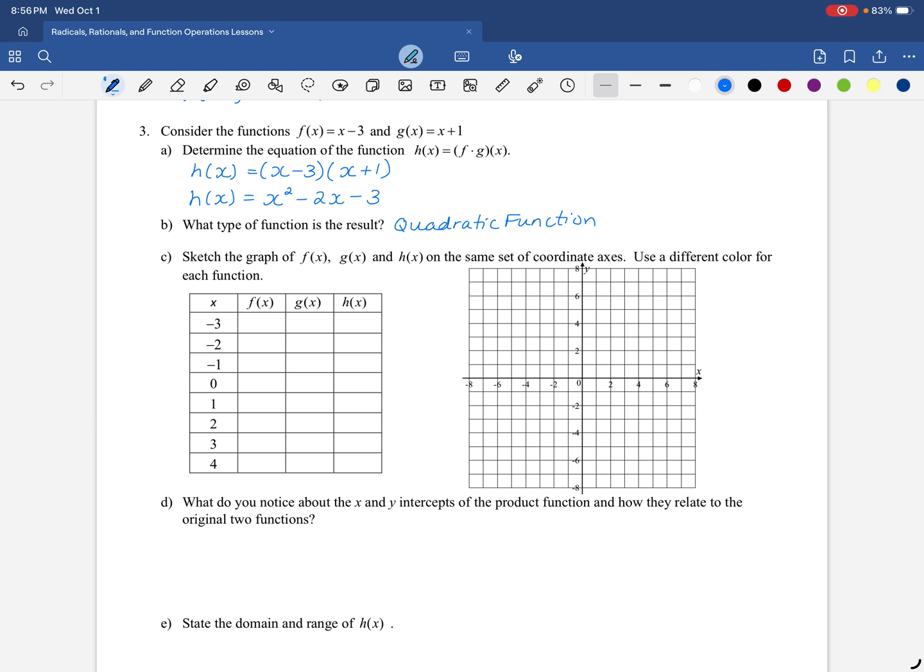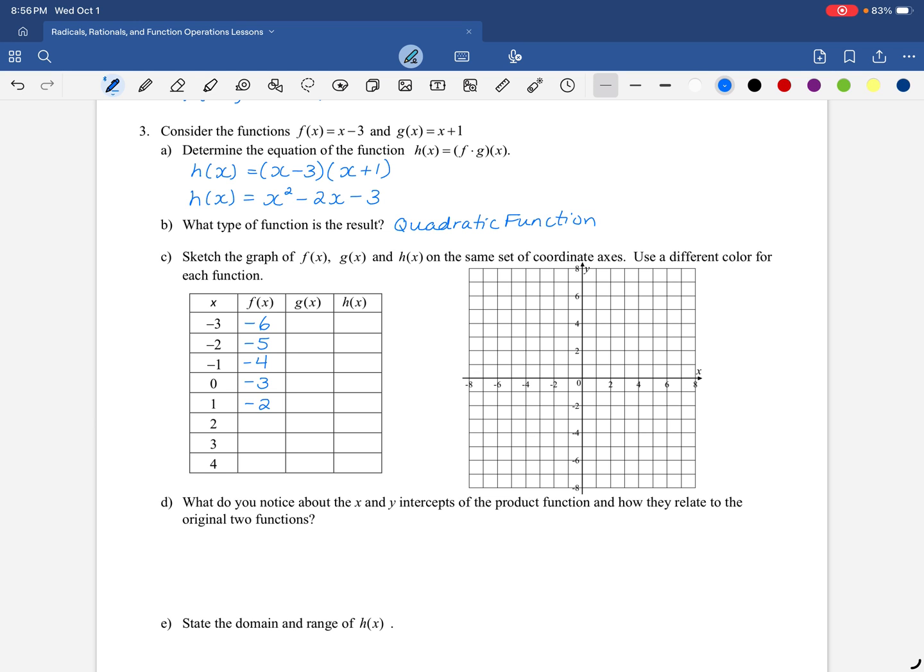So if I did put a negative 3 into the x position of function f, you're going to get negative 3 minus 3, you're going to get negative 6. Okay, if I place the negative 2 into the x position of function f, negative 2 minus 3 is going to be negative 5. If I place the negative 1, I'm going to get a negative 4. If I place a 0, negative 3. If I place the 1, I should get a negative 2.